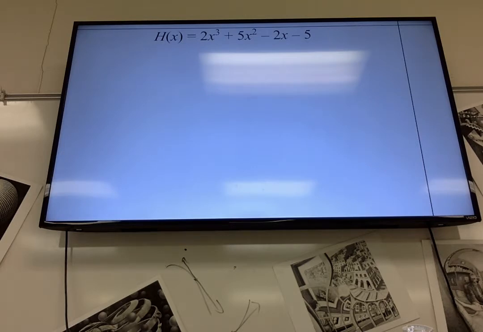Let me know if you're having troubles, if something's not working out like it's supposed to. Because you can check it by looking at where it crosses the x-axis. So when you set that equal to 0, that's going to work. You got it.